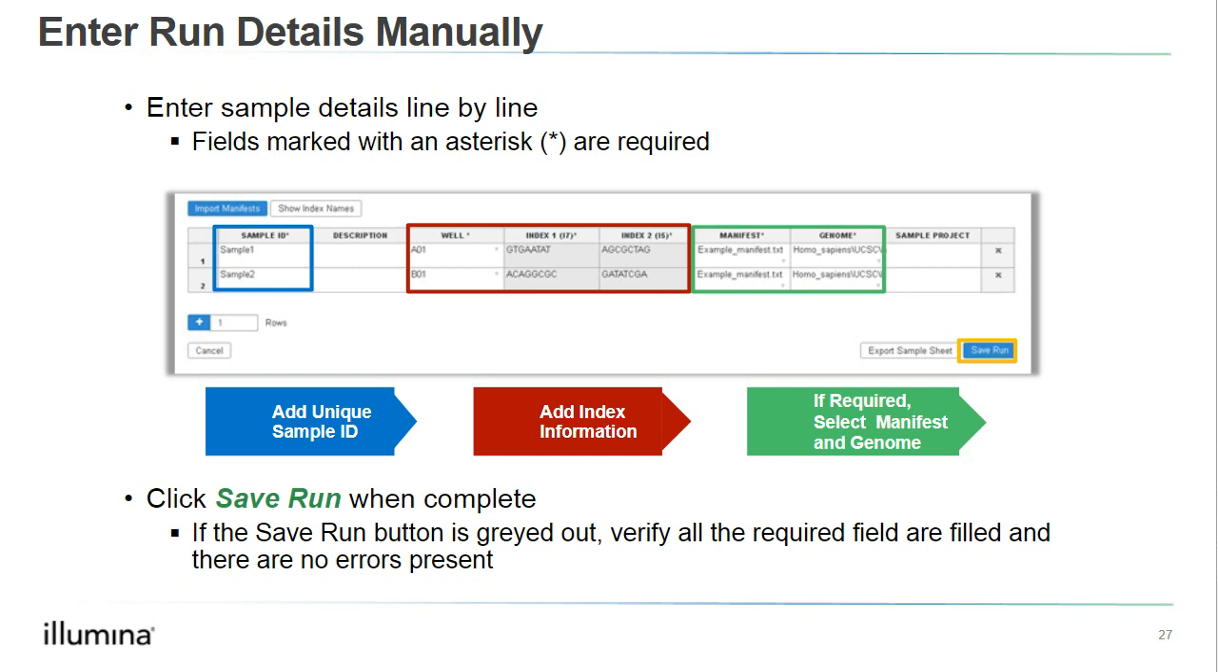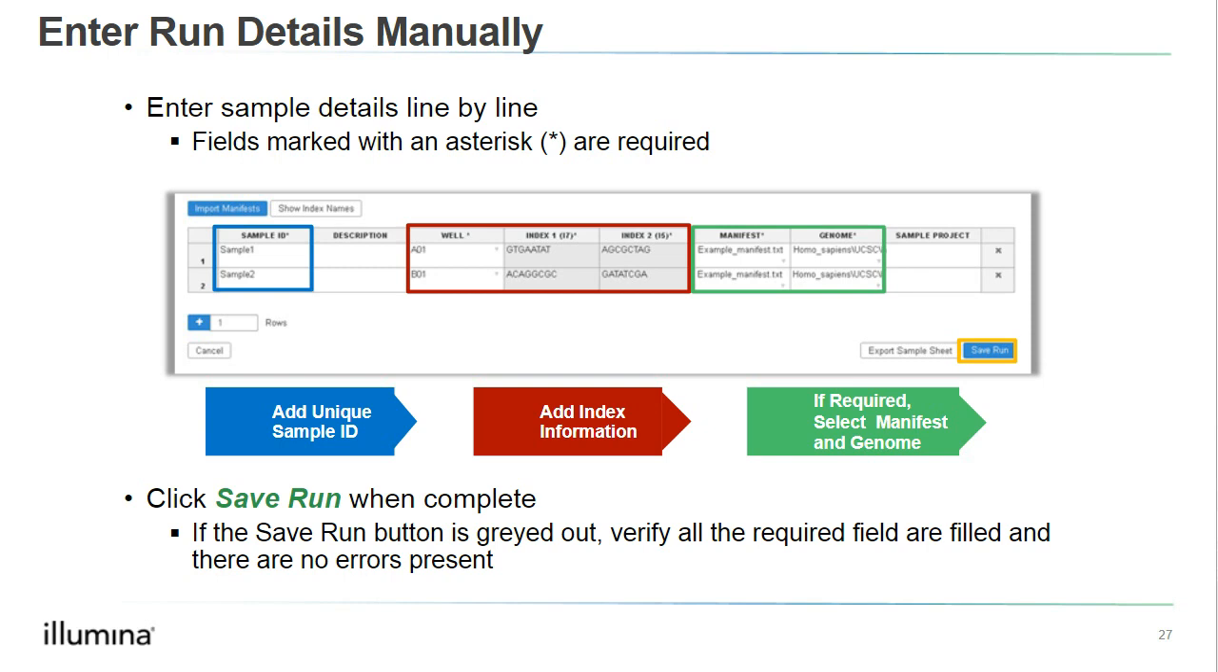You would select your index information, and those index combinations need to be unique. If you repeat the index combinations, you'll again get an error message and need to correct that before you can continue. Different modules or different workflows may require other information, such as a targeted panel may require a manifest and a genome to be selected. Once that information is selected, you would click on Save Run, and then your run would be ready in the dashboard. You also have the option to export the sample sheet for further use.